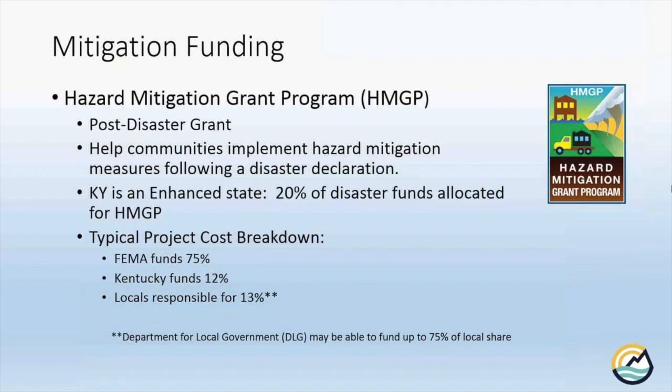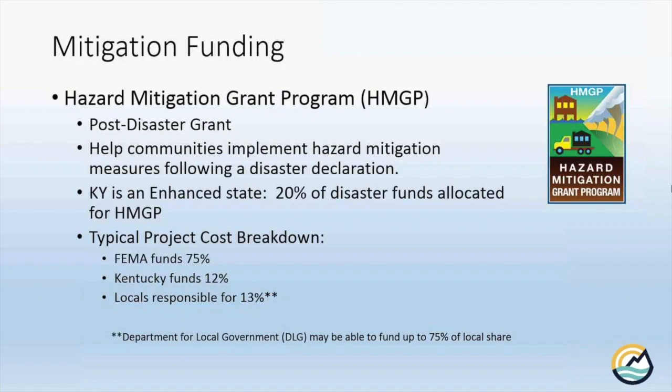There are a lot of funding sources out there, and I'm going to cover just a couple that I think are key. The first one that most everybody's familiar with is the Hazard Mitigation Grant Program, HMGP. This is a grant program that comes after there's been a disaster declaration. So we had a disaster back in February and early March, so there is currently about $8 million of HMGP money out there for mitigation right now. This grant program is designed to help communities implement mitigation measures after a declared disaster.